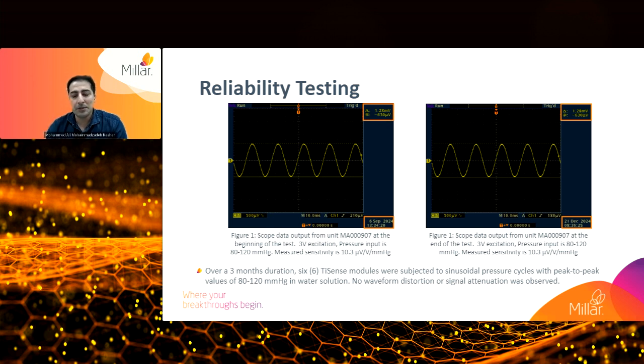All units completed over 200 million pressure cycles, which is about 5 years of simulated use, and there were no gross failures. As an example here, we can see that the units display the same level of sensitivity before and after pulsatile test stress. We can see that no waveform distortion or signal attenuation was detected. The test is ongoing with different batches of Tysons modules, and we are looking forward to completing 10 years of simulated implantation time.